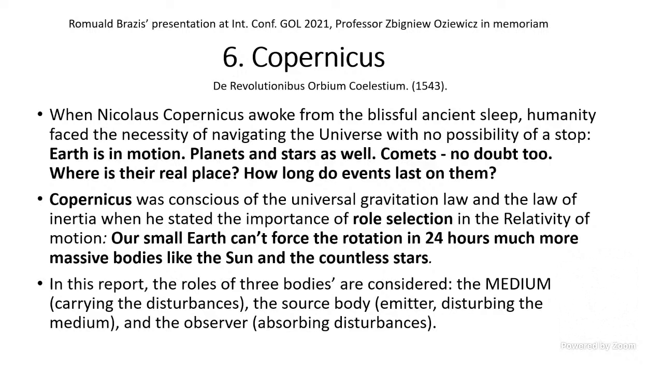Copernicus was conscious of the universal gravitation law and the law of inertia when he stated the importance of the role of selection in the relativity of motion. Our small Earth can force the rotation in 24 hours of much more massive bodies like the Sun and countless stars. In this report, the roles of three bodies are considered: the medium carrying the disturbances, the source body emitter disturbing the medium, and the observer absorbing disturbances.